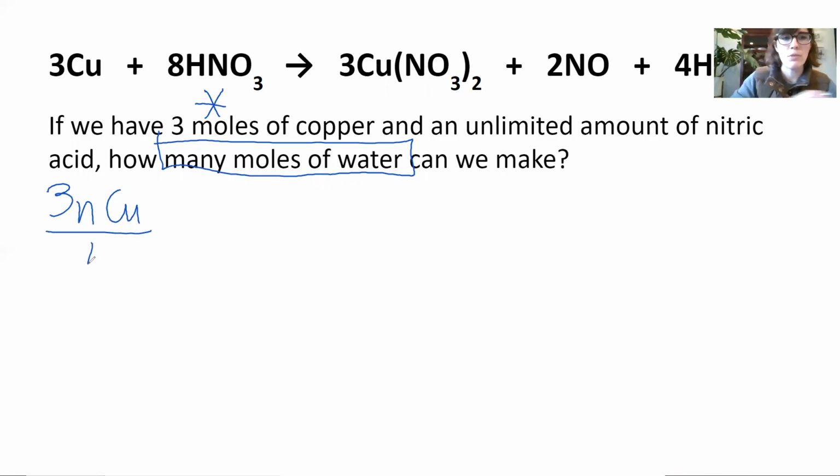And this is a pretty straightforward one, because what do you notice about the moles of copper that we were given and the balanced equation? They are the same. So 3 moles of copper, I can just look at this balanced equation and say, all right, if I have 3 moles of copper and a ton of nitric acid, I'm going to be able to make 4 moles of water. I'm going to write it out just so you guys know how to do that.